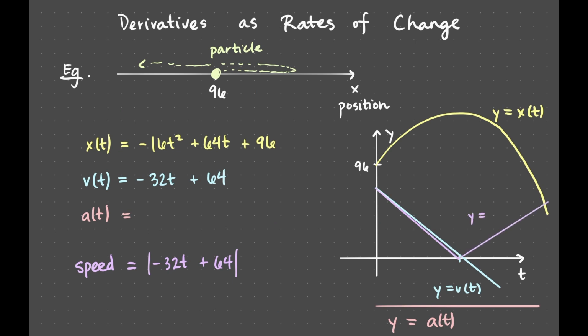And acceleration is just the derivative of velocity, or the derivative of v of t, which is minus 32. In particular, this particle has constant negative acceleration, which means that the velocity of this particle is always becoming more negative at a constant rate.